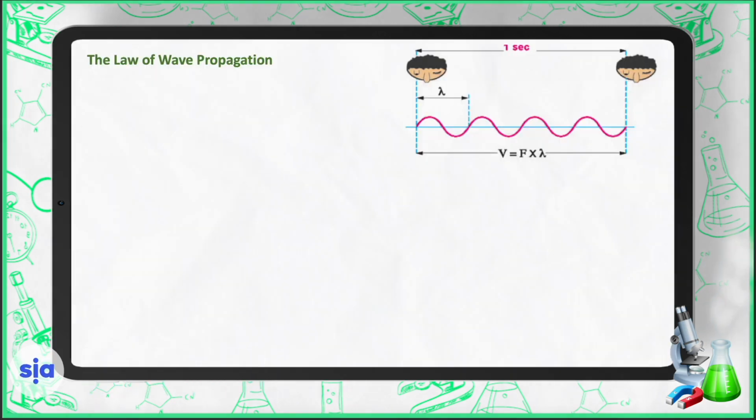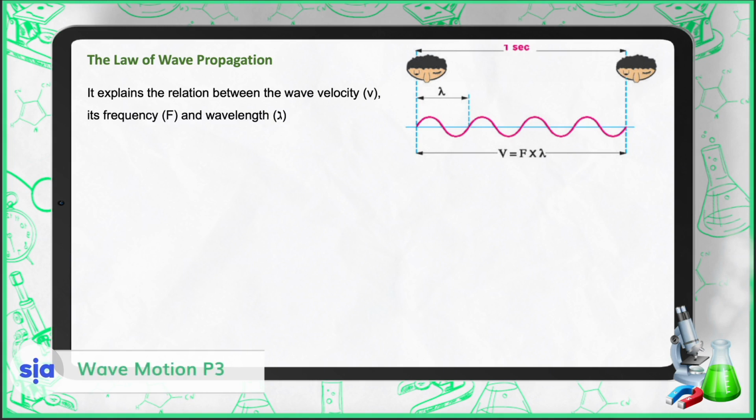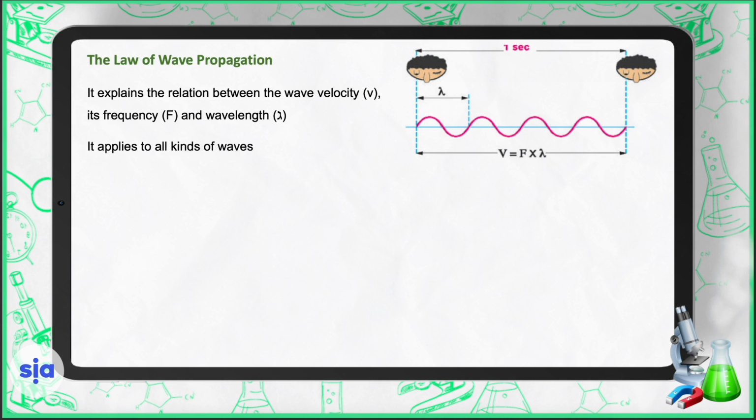Today we are going to continue discussing wave motion. Today we are going to discuss the law of wave propagation. And this law explains the relation between the wave velocity, its frequency, and the wavelength. It applies to all kinds of waves.